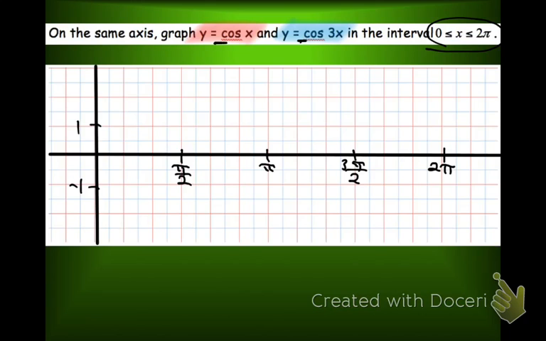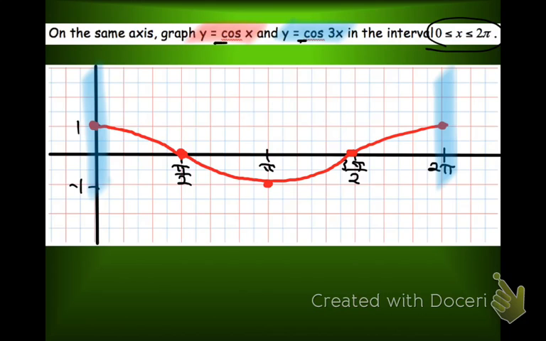So we're going to start with our regular one, y equals cosine of x. Well, we know that that starts at 1, goes to 0, down to -1, back up to 0, and all the way back up to 1. So we have our nice curve here, and that is y equals cosine of x. Now, y equals cosine of 3x. The first one happens one time from 0 to 2 pi. We want our next one to happen 3 times in there. So we want to have 1, 2, 3 of them occur in the same amount of time.